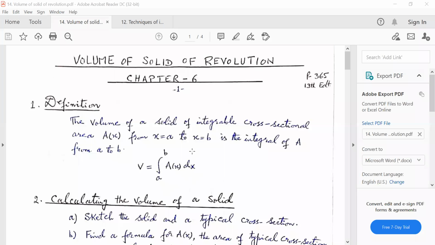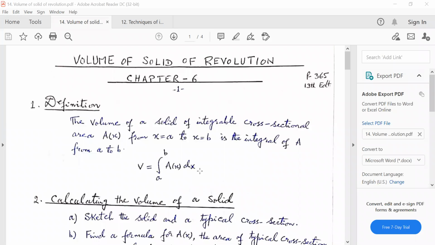A(x) is the area and dx is the width. Actually, this is the volume of a very small piece of your total volume. And once we integrate from the initial limit to the final limit, we get the total volume. This is the style: whatever the total volume is, we slice it into small, thin pieces. And the width we take as dx. And definitely there will be a cross-sectional area that is A(x). The base area into the height, this is the formula for the volume.